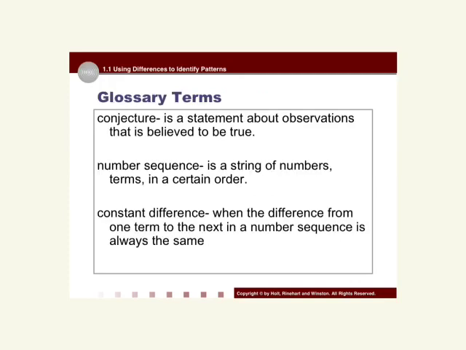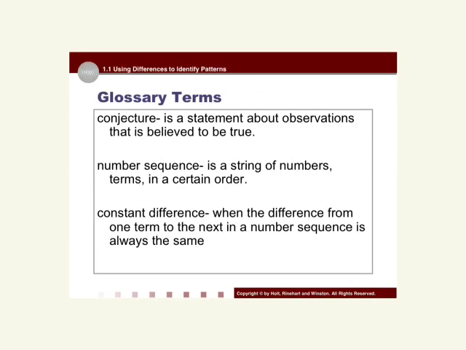Alright, we have three definitions here for Chapter 1, Section 1. The first definition is a conjecture. A conjecture is a statement about observations that is believed to be true. For instance, most of you guys, when you came into my classroom, you probably looked at me and said, man, that guy must lift a lot of weights because you saw my rather large biceps. Once again, that statement from you was a conjecture because it's a statement you made that you believe to be true, even though you haven't seen me actually lift weights. So a conjecture is a statement about observations that is believed to be true.